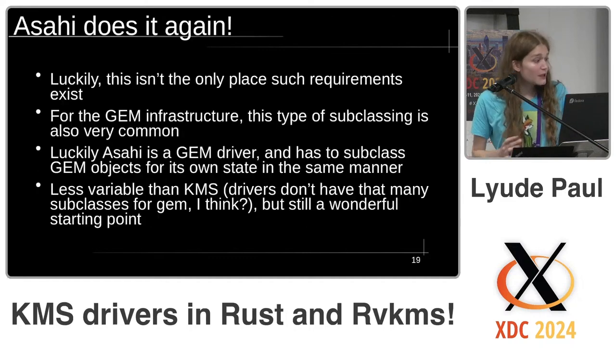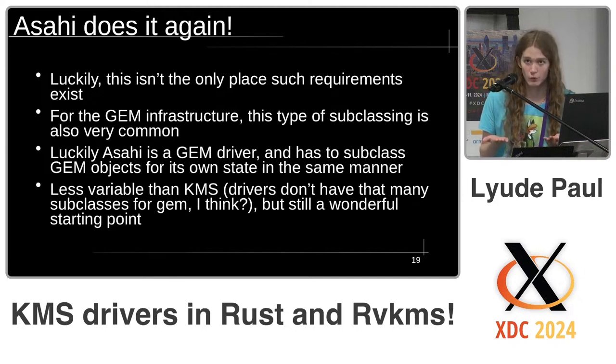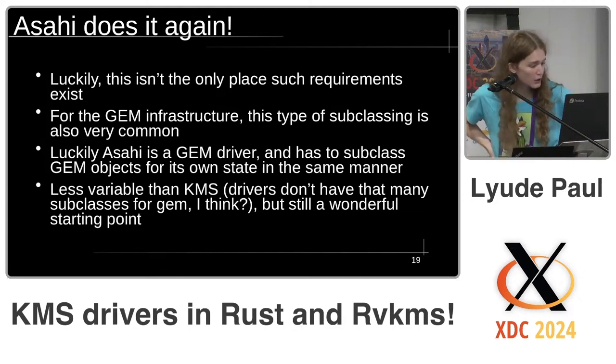So luckily, this is not the first time we've had to do something like this in the kernel in Rust. Asahi actually had to do something quite similar for GEM bindings. In GEM infrastructure, this sort of thing is also very common, where there might be driver private data that you have to keep with an actual GEM object. So luckily, it was a little less variable than KMS, since KMS kind of does subclassing a lot harder, but it was still a very good starting point for actually getting this working.